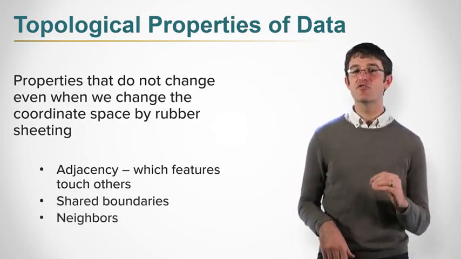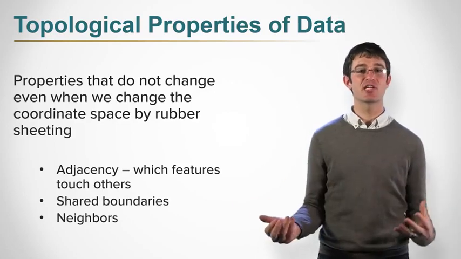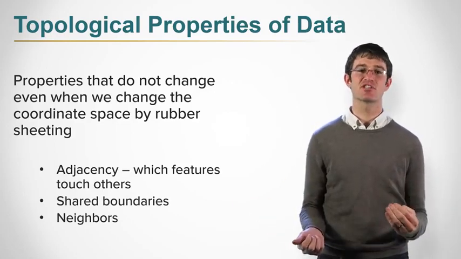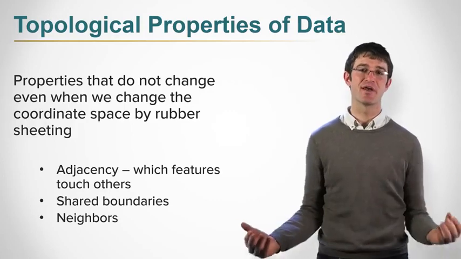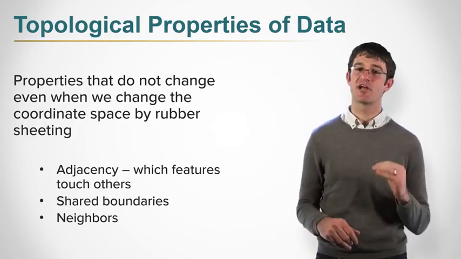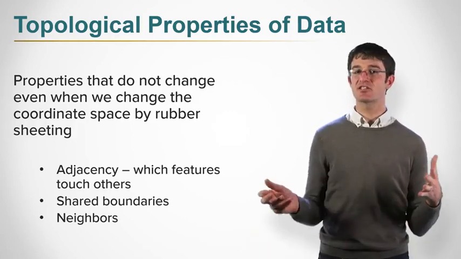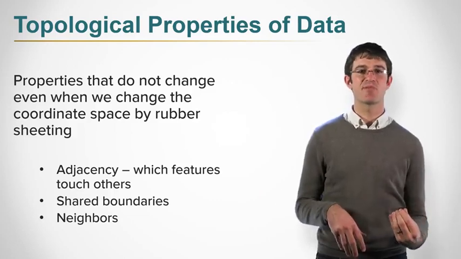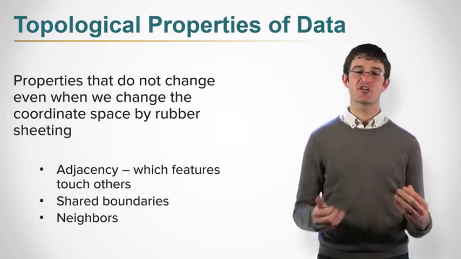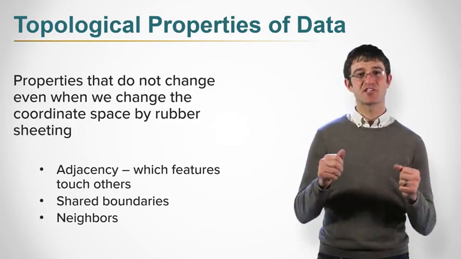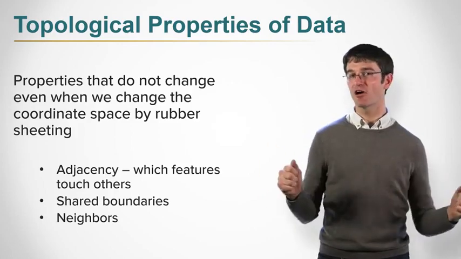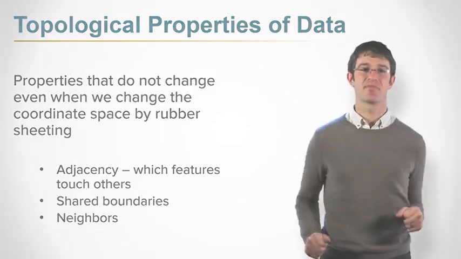In fact, if you remember the options in select by location or spatial join for the types of relationships that we can select by or join on, many of those operations are topological operations. Things like intersection, which polygons contain other polygons, touching boundaries, shared geometry, and more. If we imagine that rubber sheet again, those properties aren't changing as I stretch that sheet.